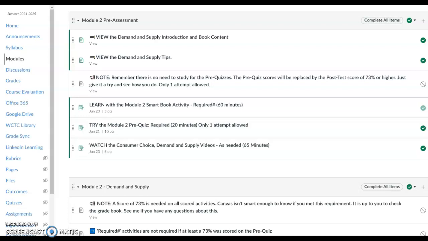To answer another question, is Zoom required? Now, before this course started, there were blurbs in the learning management system as well as the syllabus referencing that Zoom meetings were required with me. That's not the case. They're not required. This is an asynchronous course, meaning it's 100% online.